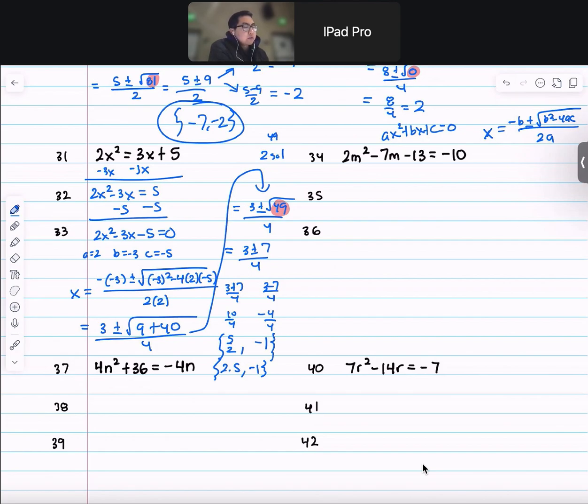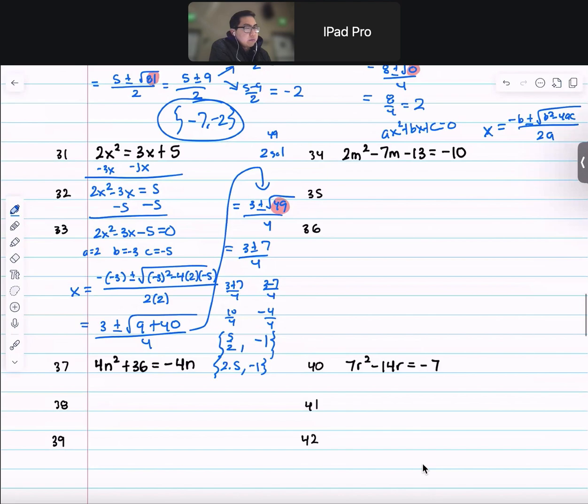And the beat goes on. Okay. This one right here. So again, when you guys solve by quadratic formula, you must set the equation equal to 0. So we need to add 10 to both sides of that equation, right? 2m squared minus 7m minus 3 equals 0. Okay, quadratic formula. So a equals 2, b equals negative 7, c equals negative 3.